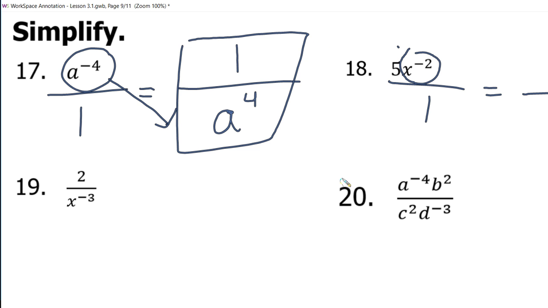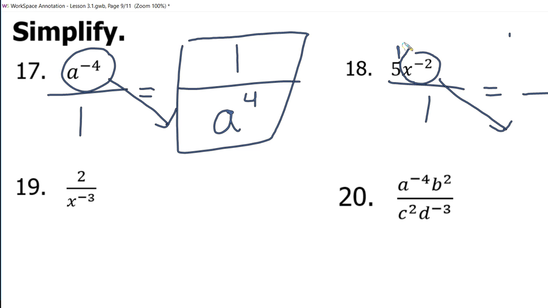So x to the negative 2, it's in the top. What happens when I send it to the bottom? It becomes x to the positive 2. So the 5 stayed. The only thing that moved was the x because it was with the negative exponent. So 5 over x squared.